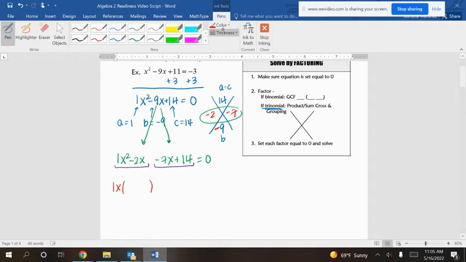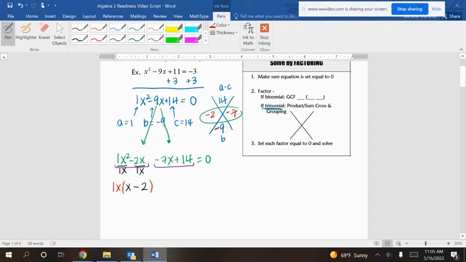To figure out what goes inside the parentheses, I think about dividing each term by 1x and what's left over. The ones will cancel. X squared divided by x gives you an x left over. If you have a negative 2x divided by 1x, the x's will cancel out, and this will just leave your negative 2 left over.